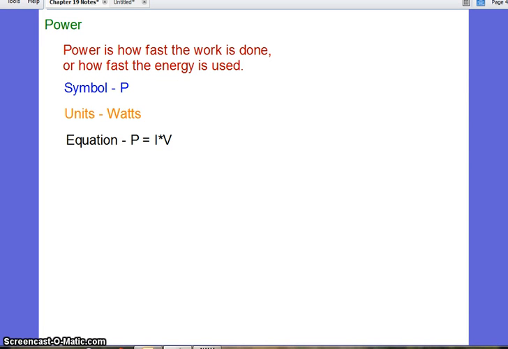Previously we discussed that power is how fast the work is done, or since work creates energy, how fast the energy is being used. Symbol for power is P, and the unit is still watts. However, when we talk about electricity, we're usually not talking about work or energy. Instead, we're talking about things like current, voltage, and resistance. So we want to write down our equation in terms of voltage, current, or resistance.